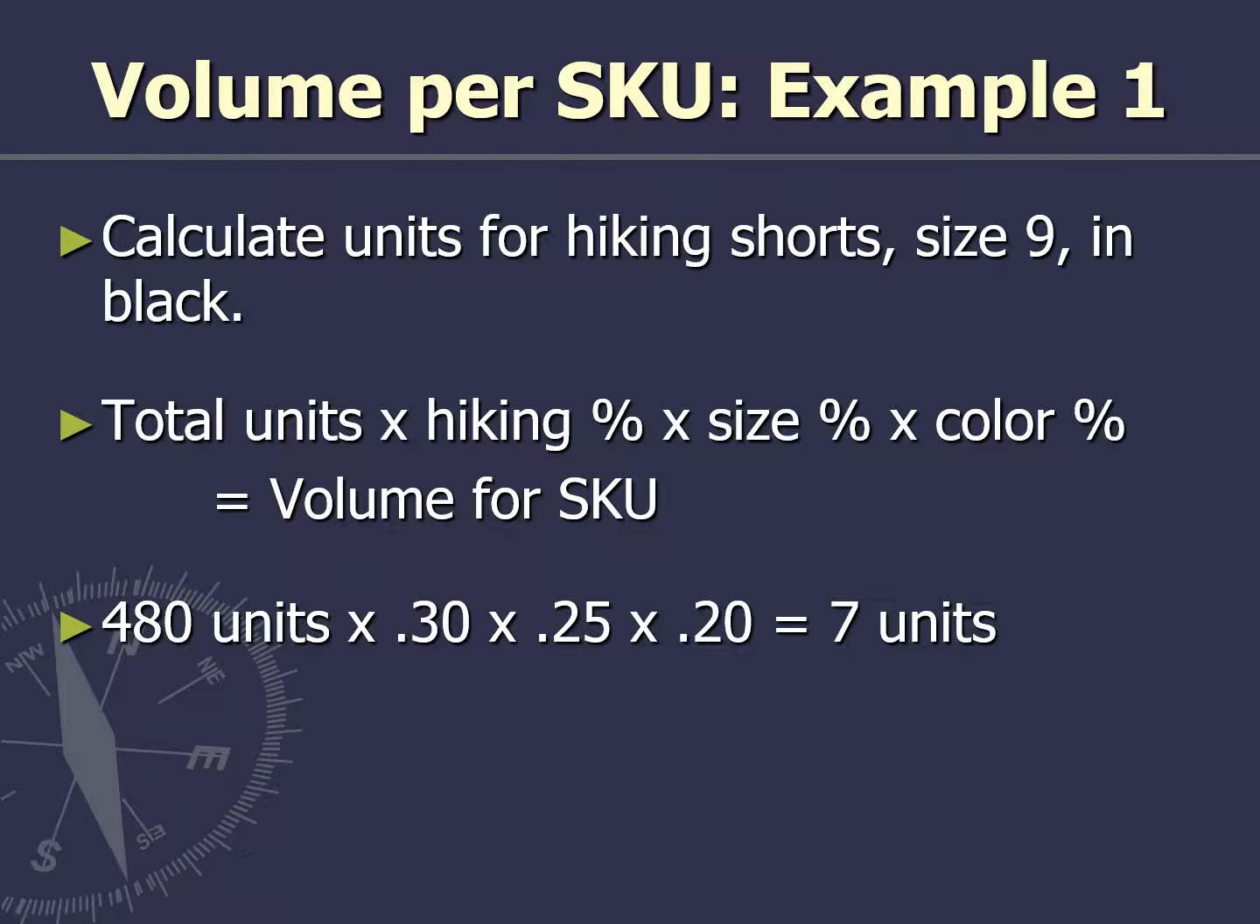All right, so from the previous slide, we found the assortment distribution chart and know that the hiking shorts has to be 30% of the total shorts class, 25% was size 9, and 20% was color black, right? So you multiply the total volume of the shorts class, the 480 units, times 30% times 25% times 20%, and that leads to 7 units. So that means you need to buy only 7 units of the black hiking shorts in size 9.